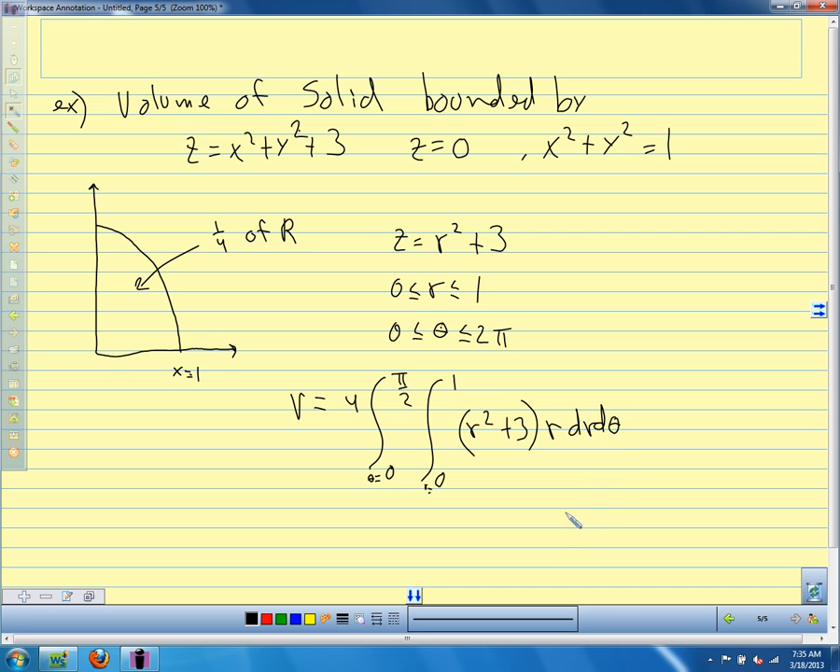And this is a nice, easy integral to evaluate. Questions? When we evaluate this, I'm not going to go through the entire evaluation. We come up with 7 pi over 2. But this is not a difficult one to evaluate at all.